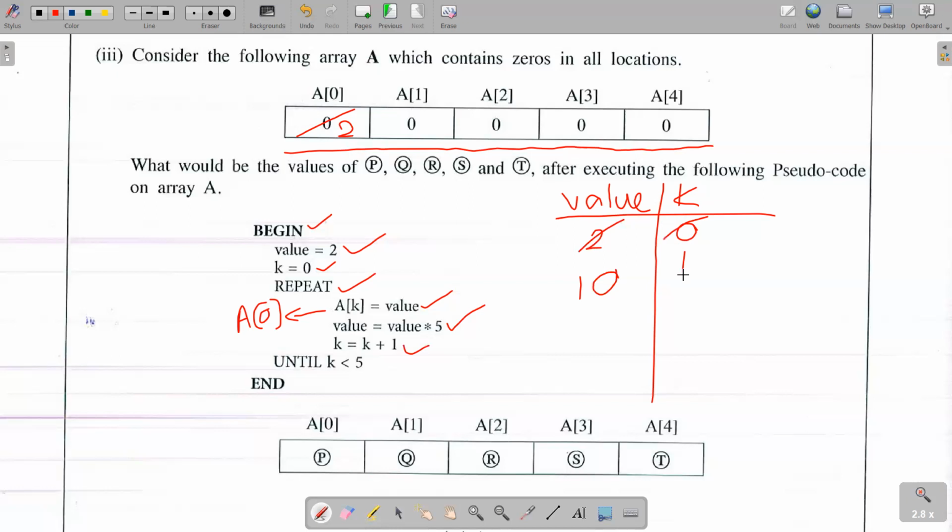Until K less than 5. So the condition is K less than 5. Now K less than 5 will give you the answer as true. So in the repeat until structure, if the condition is true, it's not going to iterate. If it is false, then it's going to iterate. So since this is true, it will end without going forward again. What they are asking is the newly created values, or like what are the values of P, Q, R, S? P is 2, Q is 0, R is 0, S is 0, and T is 0.